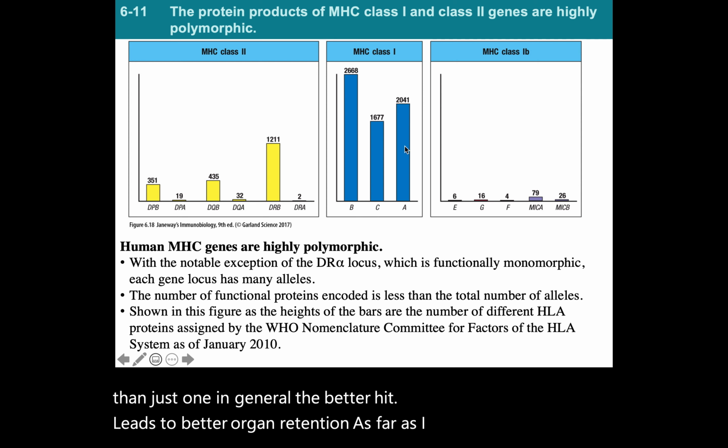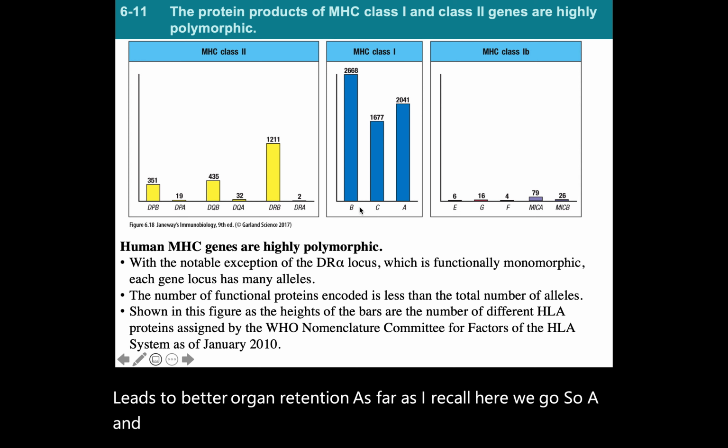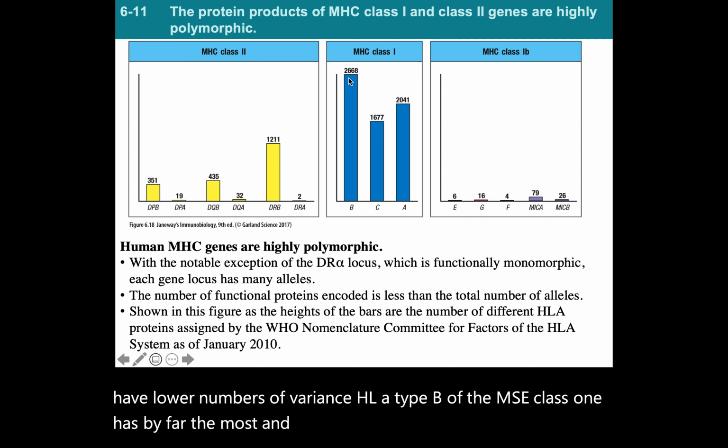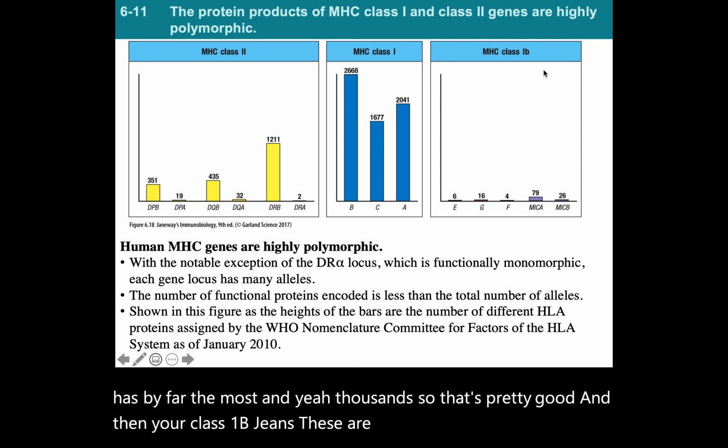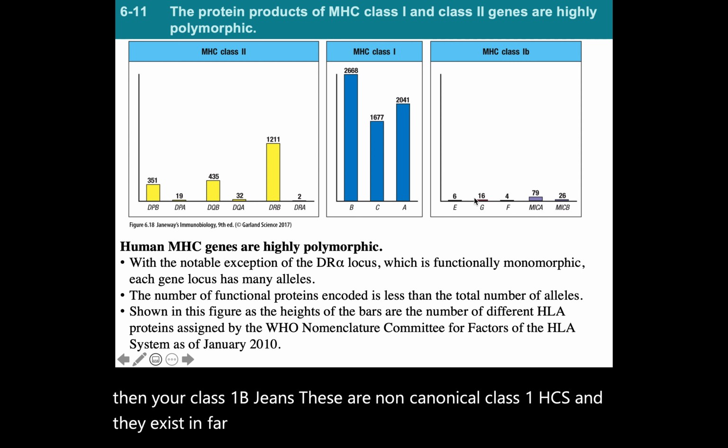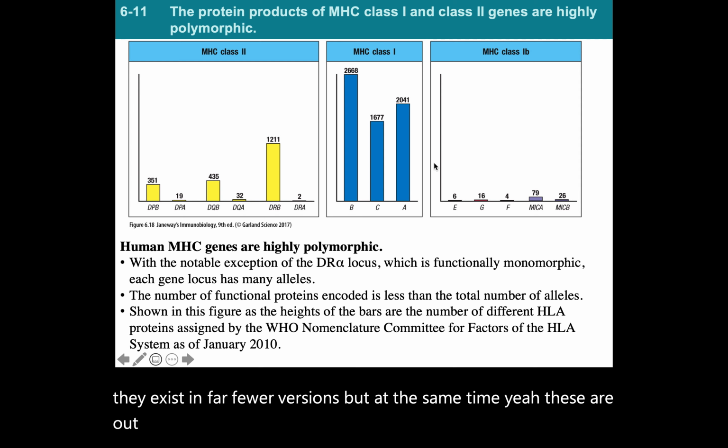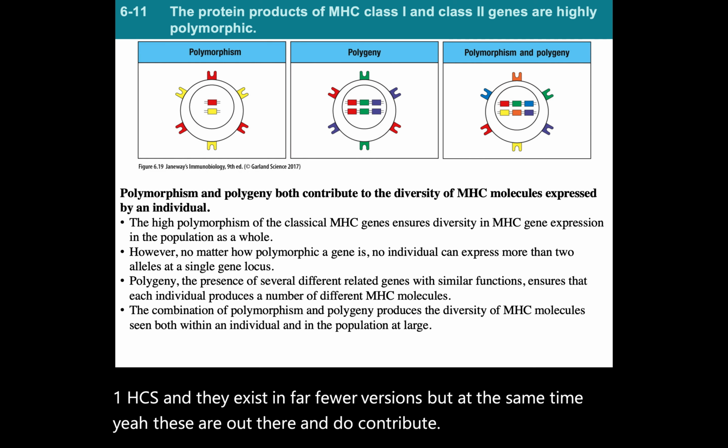Here we go. So A and C have lower numbers of variants. HLA type B of the MHC class 1 has by far the most, and yeah, thousands. Yeah, so that's pretty good. And then your class 1B genes, these are our non-canonical class 1 MHCs. They exist in far fewer versions, but at the same time, yeah, these are out there and do contribute to immunological function.